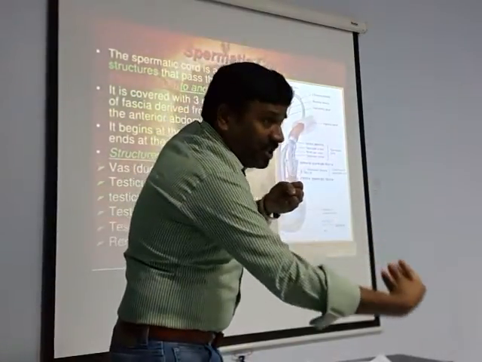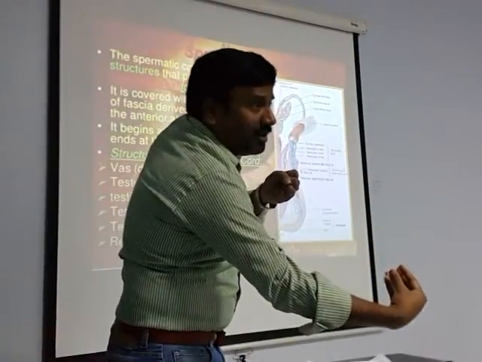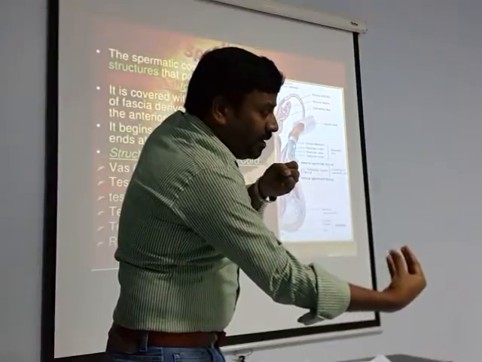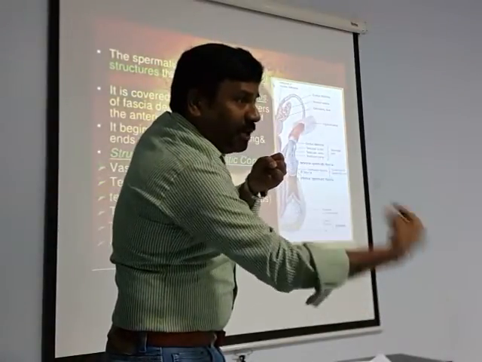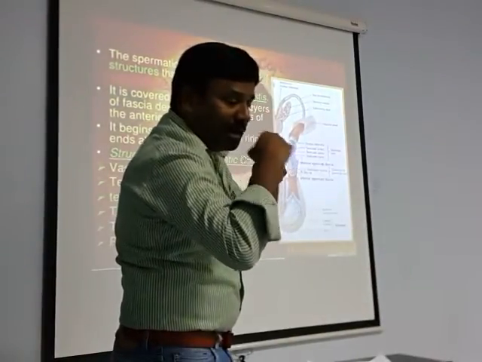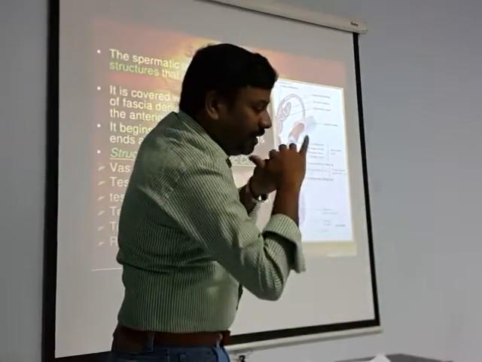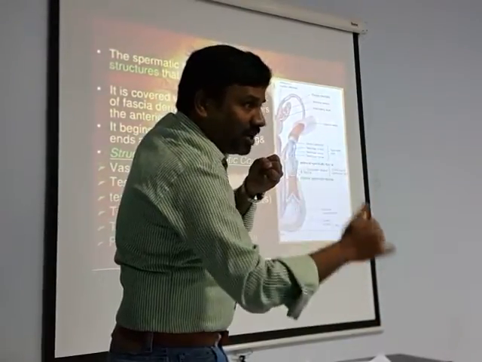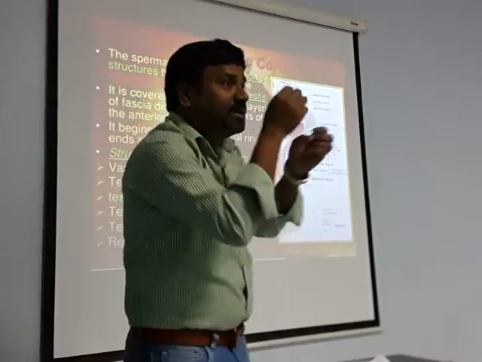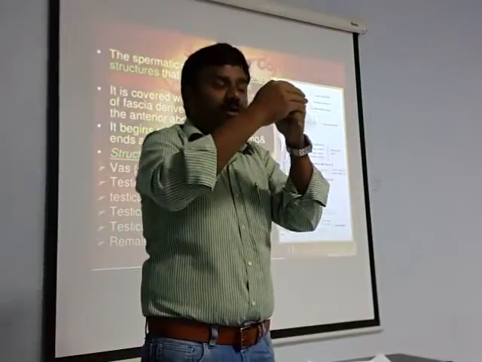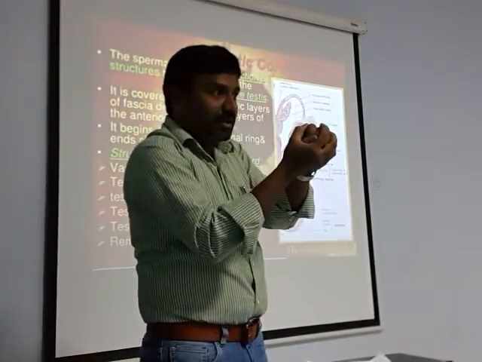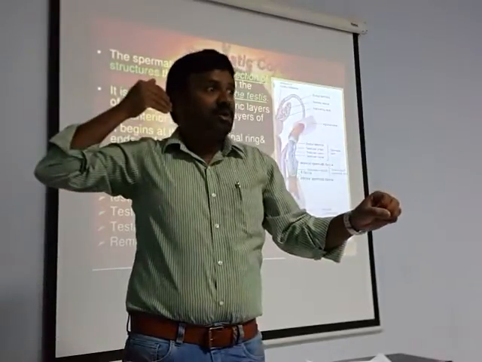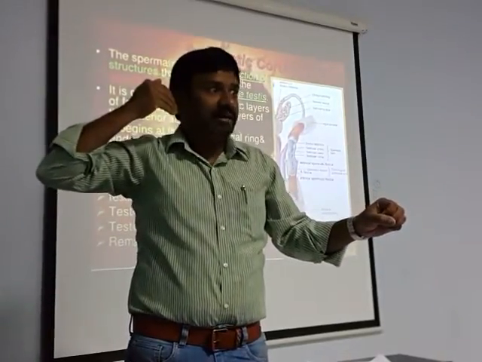As it soon reaches the scrotum, the peritoneum from the inguinal canal to the scrotum, covering the spermatic cord and all these structures, disappears. It remains only around the testis. It will not be there throughout the length of the cord. Did you understand? Okay?